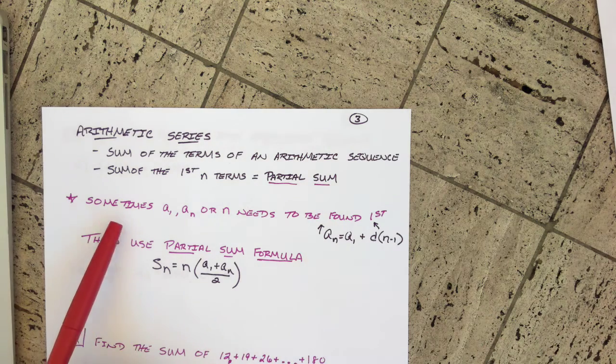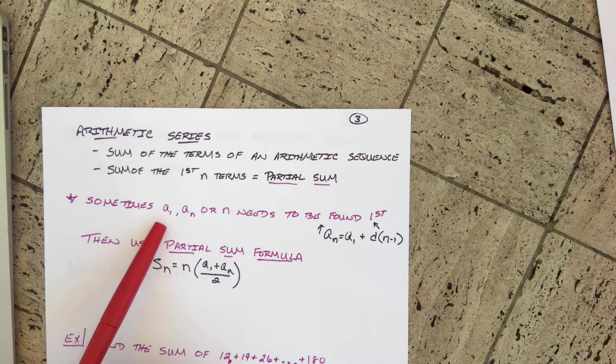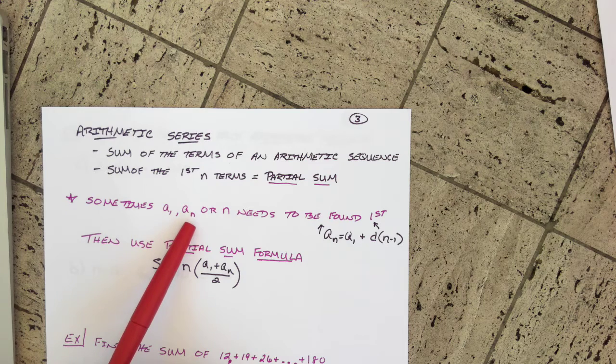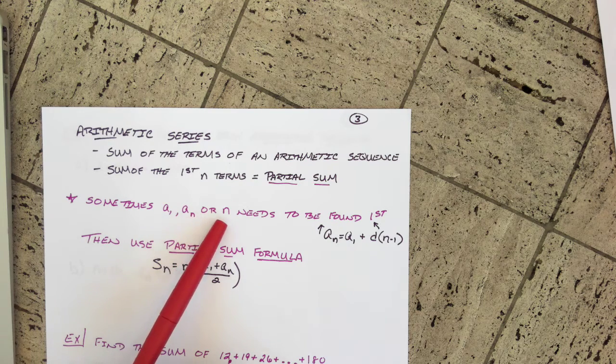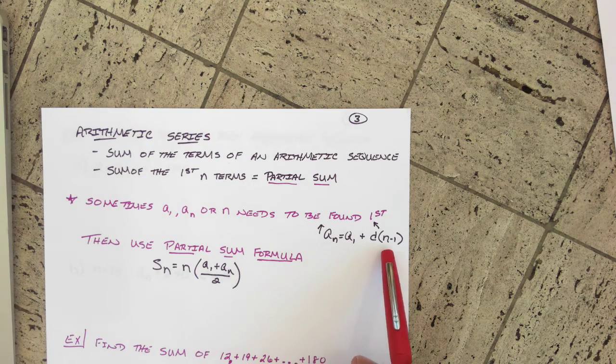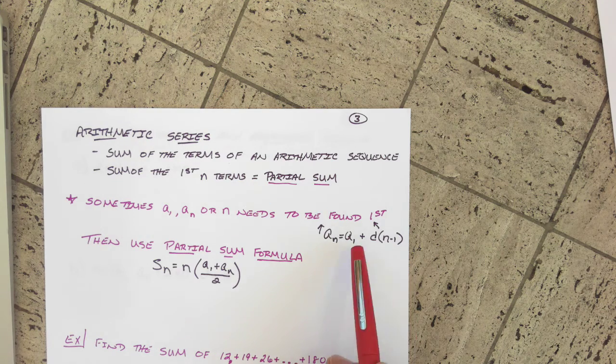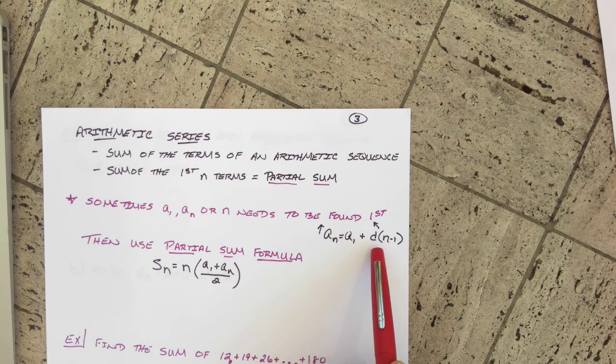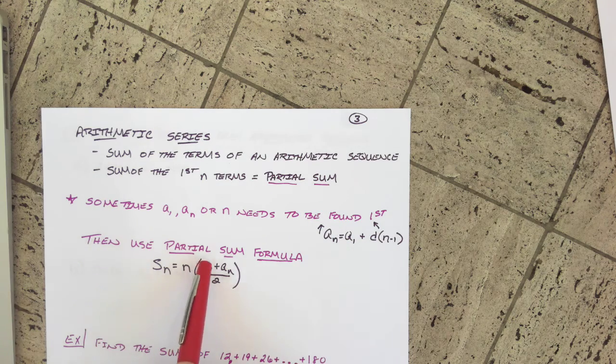Now, in some of these problems, sometimes you're going to have to find a sub 1, the first term. Sometimes you have to find a sub n, or n needs to be found first. That's where this handy-dandy formula comes back into play for us. After we've done those things, then we're going to use the partial sum formula. So look what we got. Sum, there's n, there's your first term, there's your nth term, divided by 2. It's almost like you're taking an average of it, if you will.